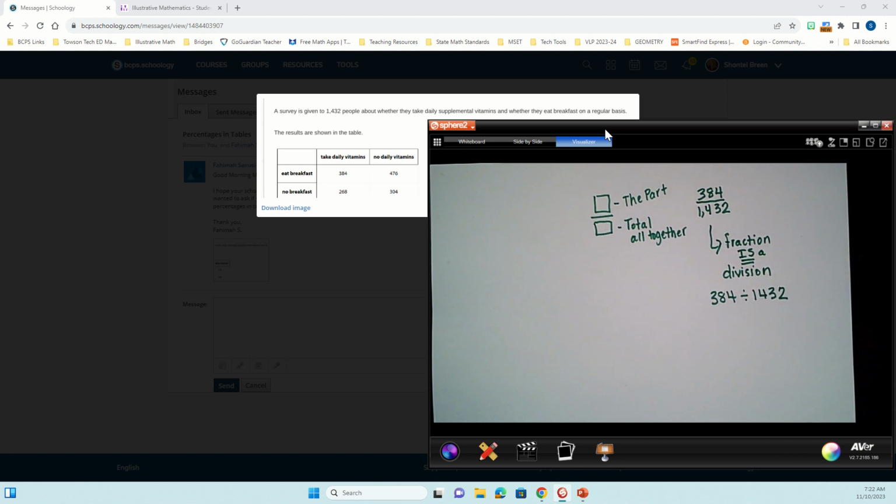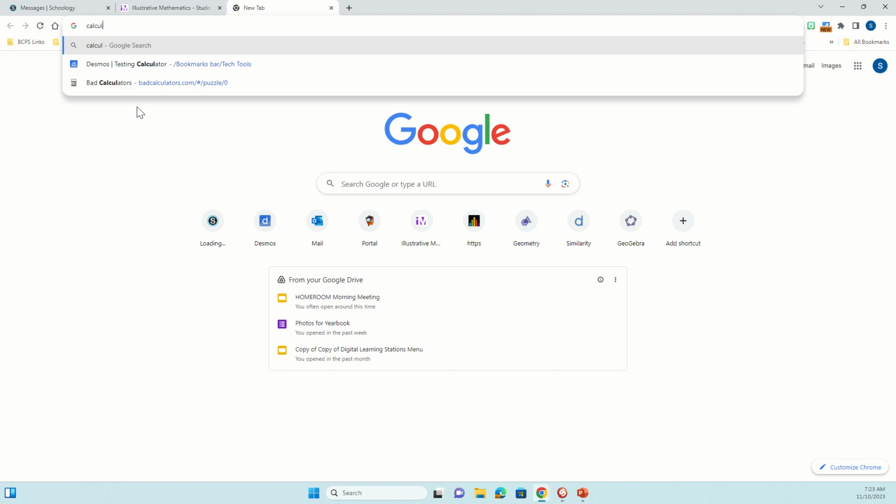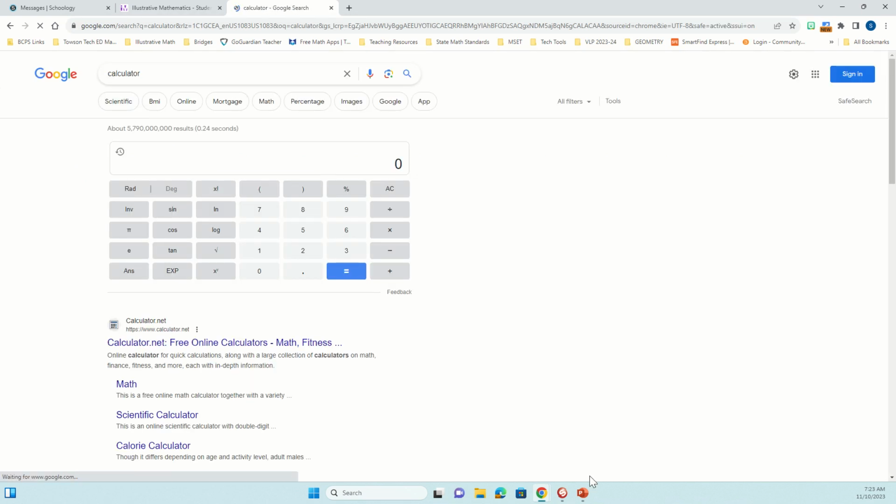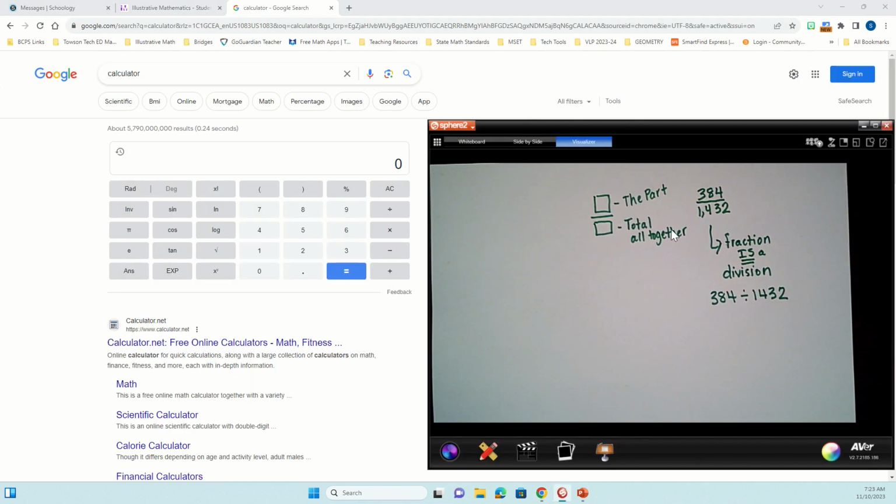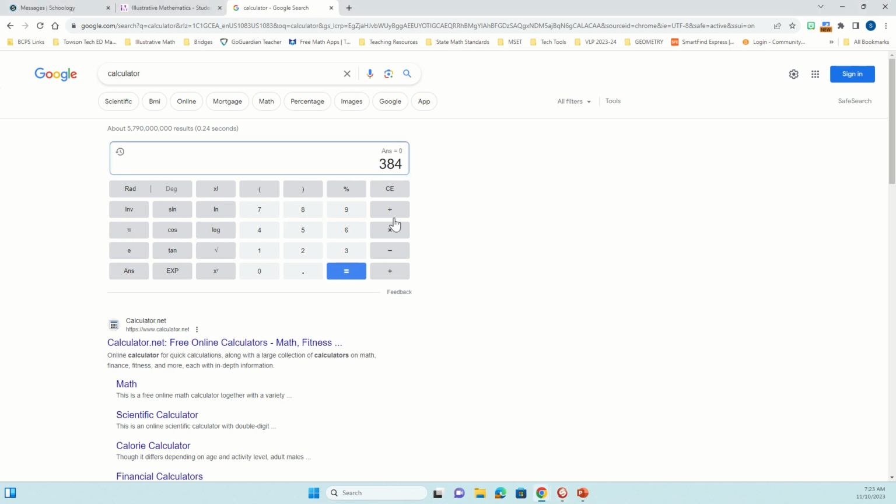I left my phone in the other room, but this is going to give us a decimal. I'm just going to pop open a Google calculator. I usually use my phone, but this will work. The number of people who take vitamins and eat breakfast, not very many people. I'm one of them. I don't take vitamins, and I don't eat breakfast, so I would be in the non-category. So 384 divided by the total number of people surveyed, 1,432, equals, and right away we're like, what the heck is that, right?